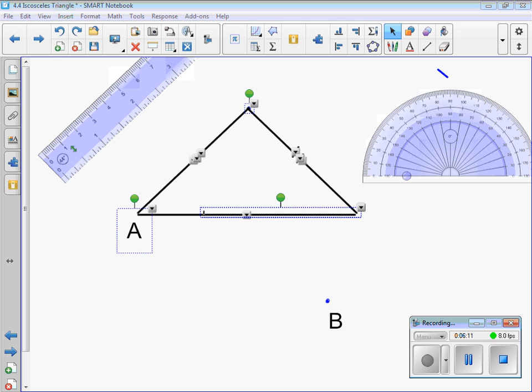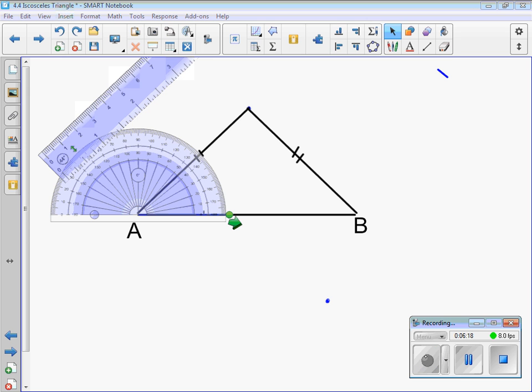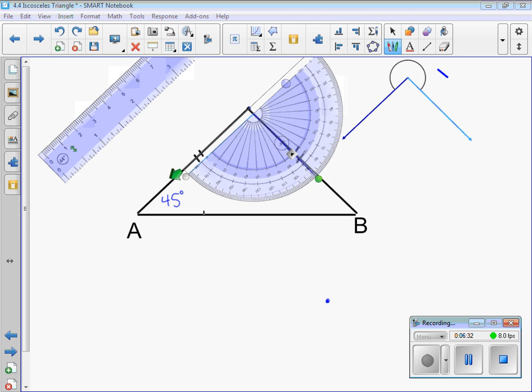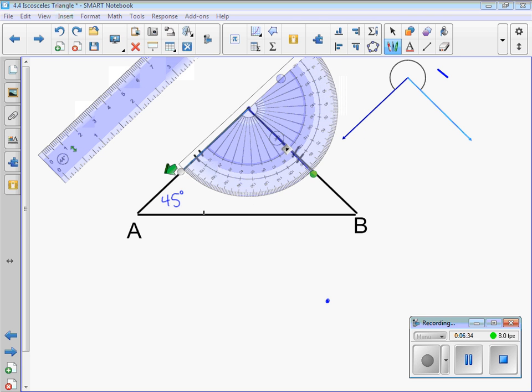Let's do some measuring of some angles. This angle over here, once I position it, looks like it's going to be about 45 degrees. Cool. Okay, and if we look at the one at the top here, this angle here is about 90 degrees.